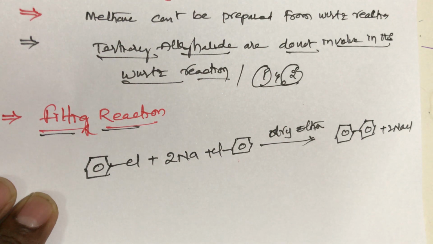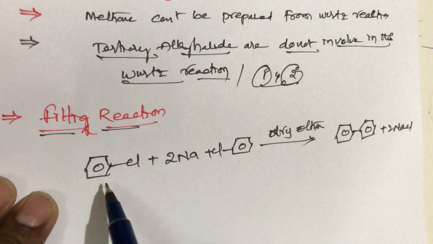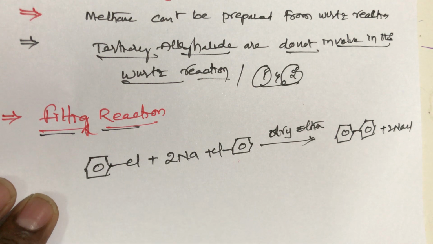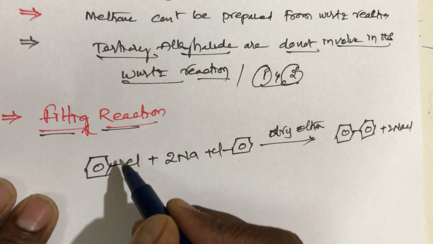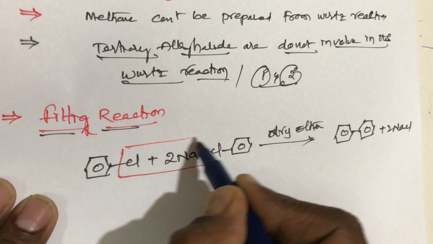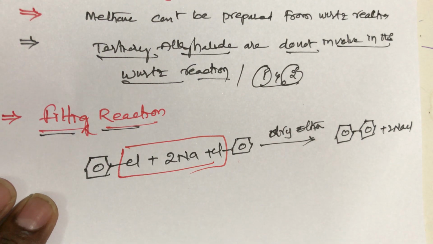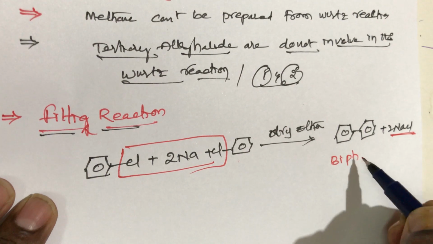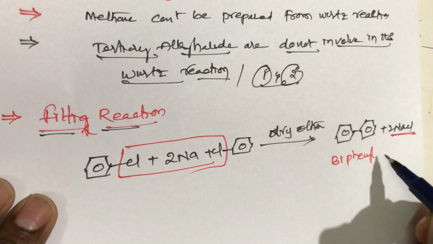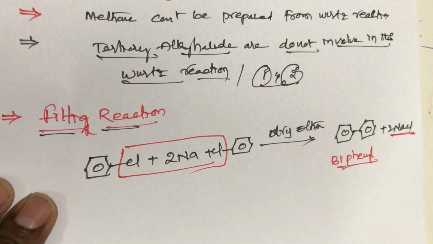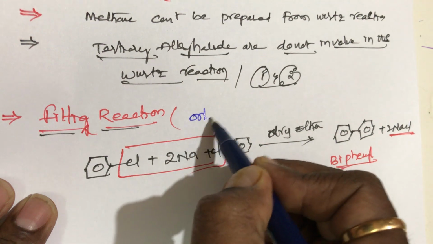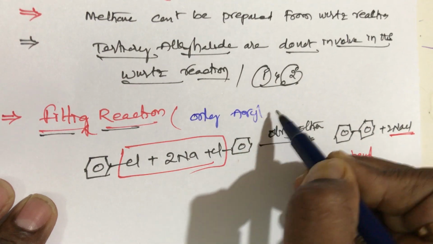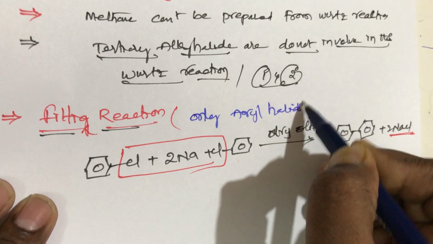This is very important, students. In the Fittig reaction, the aryl halide, that is chlorobenzene, we take 2 moles of chlorobenzene. 2NaCl is eliminated, and we get biphenyl as the product. In this Fittig reaction only aryl halides are involved.